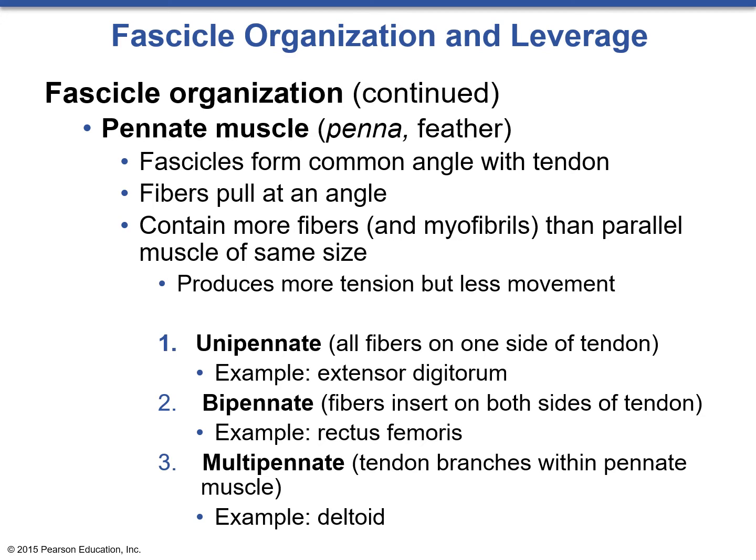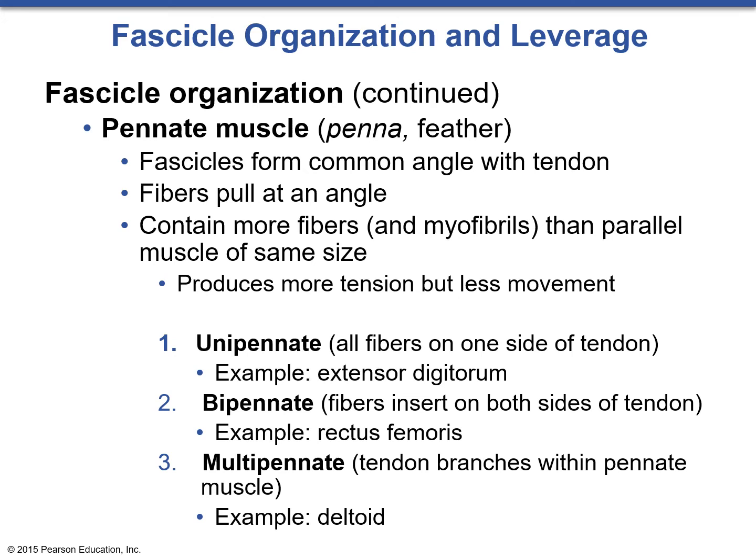We can see there are three types of pinnate: uni, bi, and multi. The unipinnate, all the fibers are on one side of the tendon, so it's just one feather. An example of this is extensor digitorum, which is going to actually be on the lateral aspect of your forearm.